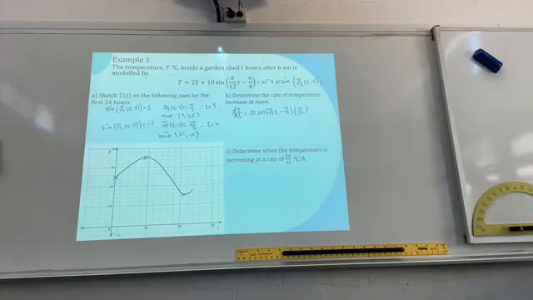For that question, would you have to write out the derivative, or can you just go straight to the answer? If it is a calculator section, you don't have to write out the derivative. You can just go straight to it. Okay. All right.